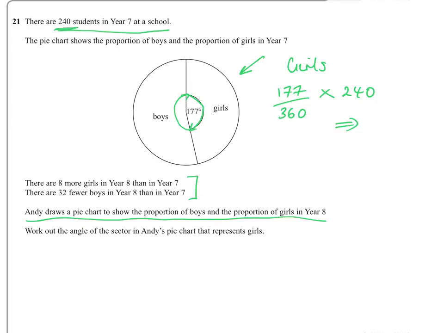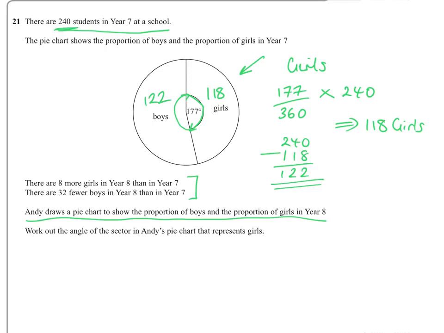Now let's have a look what that is. So 177 divided by 360 times 240 gives us 118 girls. And I'm going to write that in there. So of course if we take that away from 240, then 240 take away 118, that gives us 122 boys. So you have to show your workings here, and you can use the calculator of course, so that'd be 122.